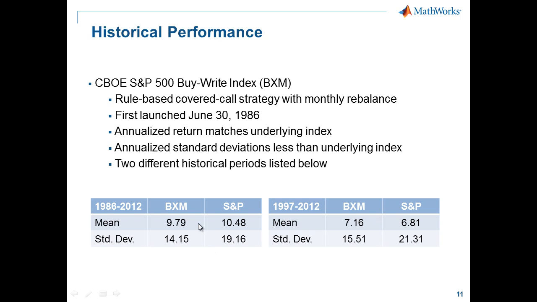You can see that there's not much difference between the index and the performance of the S&P in both periods. In one case it actually underperforms, and in another case it slightly outperforms. The only major difference is that the standard deviations are a little bit lower. But what this is suggesting is that this is not giving you any kind of free lunch.